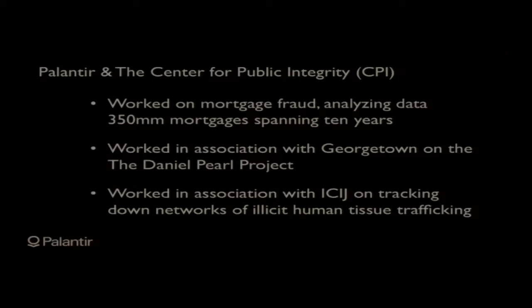And most recently, we worked, through CPI, with a group called the International Consortium of Investigative Journalists on a very long story that they were doing, cracking open illicit human tissue trafficking networks in Eastern Europe, which are basically stealing body parts off of cadavers to turn them into implantable medical devices in the United States. And this is, again, something the internet knows all about. But today, what we're actually looking at is Medicare claims data.